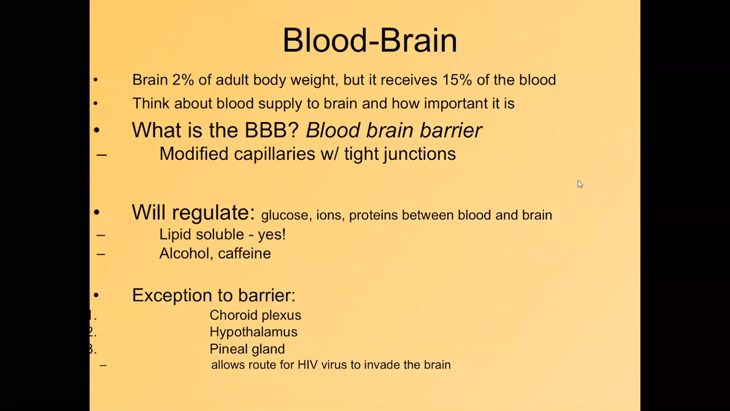Modified capillaries have super tight junctions, so there's no space in between them for things to get through. The blood-brain barrier is going to regulate glucose, ions, and proteins. If something is lipid soluble, it can go through the blood-brain barrier. So things like alcohol, caffeine, nicotine, and some pain medications can go through it. Some drugs destroy the blood-brain barrier and get in.